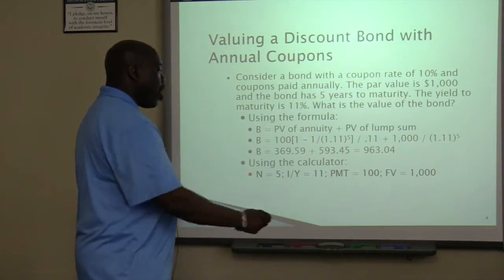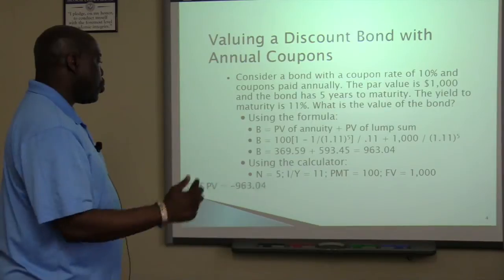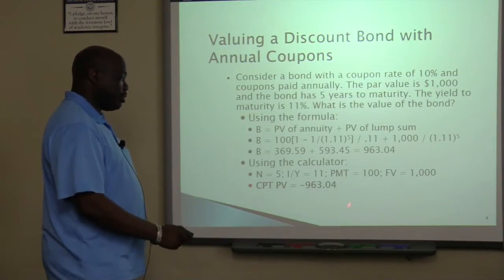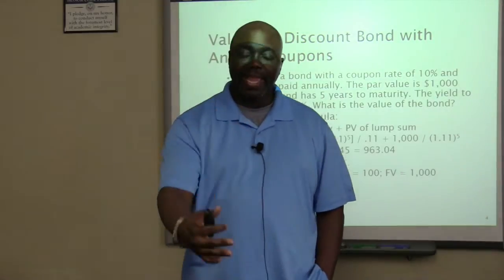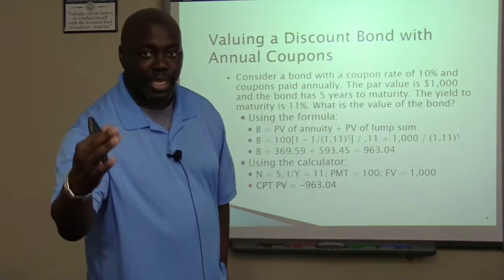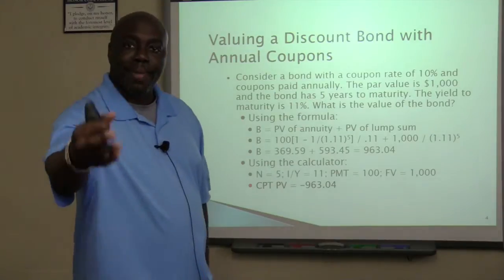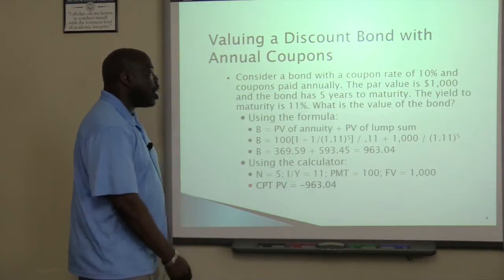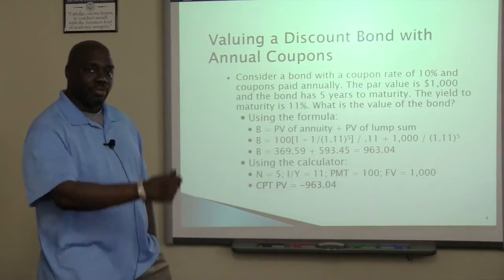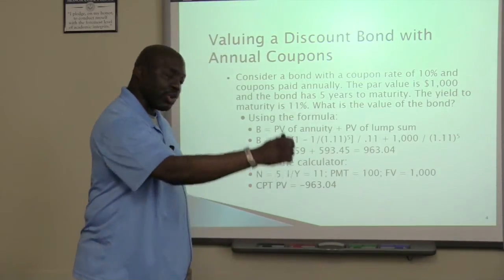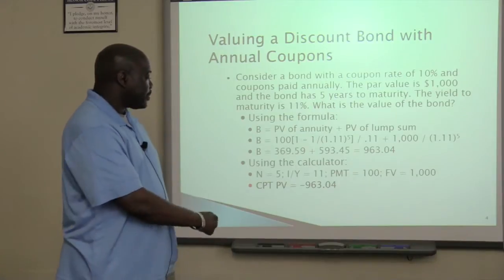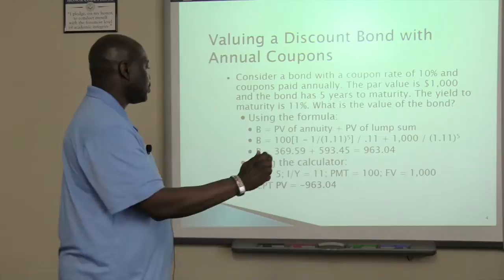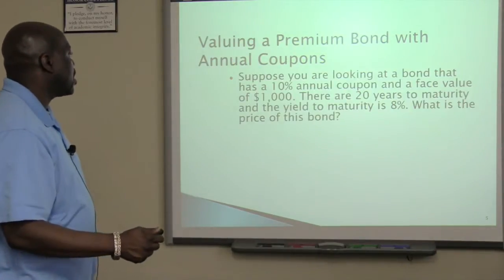Once we enter all of this into our calculator, we now get the present value, or the cost of the bond, because what you're paying now, when you make an investment into the company or buy the bond, will always be your present value. So the value of the bond, our investment or selling price of the bond, is $963.04.